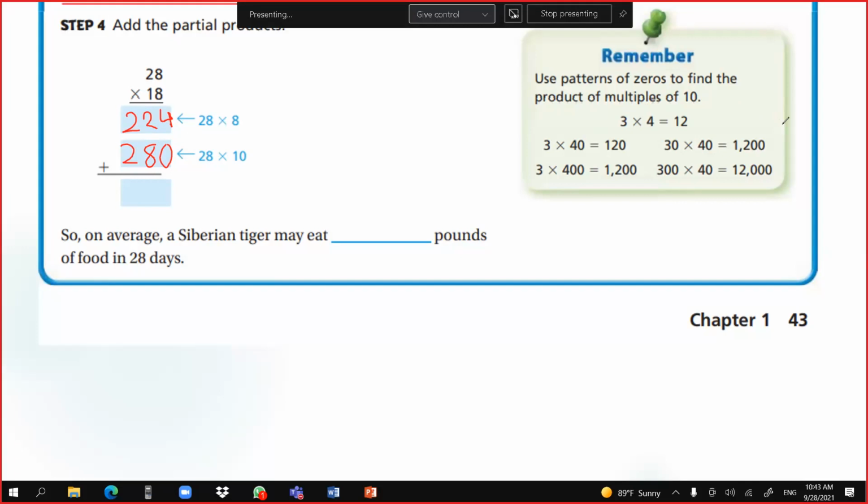Now 4 plus 0, 4. 2 plus 8, 10. And 2 plus 2 equals 5. So now here, on average, a Siberian tiger may eat 504 pounds of food in 28 days.